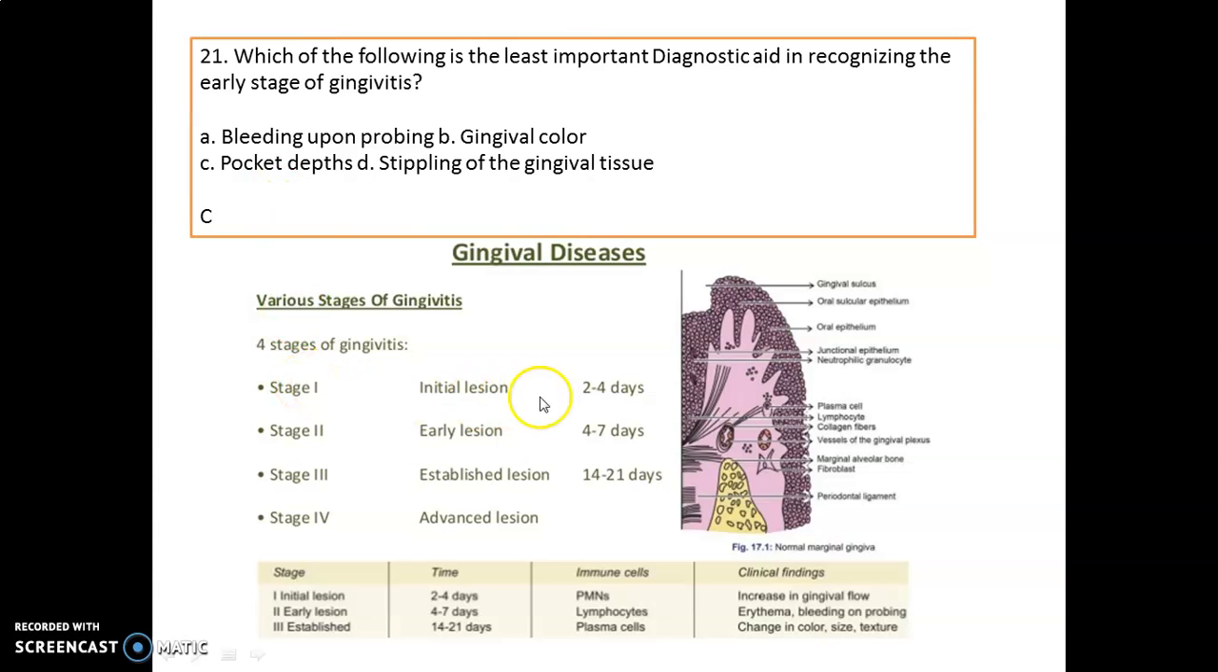Stage 1, initial lesion for 2 to 4 days. Here the immune cells are polymorphonuclear leukocytes, and the finding is increase in gingival crevicular fluid, that is GCF. Stage 2, there is early lesion for 4 to 7 days. Here the immune cells are lymphocytes, and clinical findings are erythema and bleeding on probing. Stage 3, established lesion seen after 14 to 21 days. Here the immune cells are plasma cells, and you can see changes in color, size and texture. Whereas stage 4 is the advanced lesion, meaning your gingivitis is progressing to periodontitis.